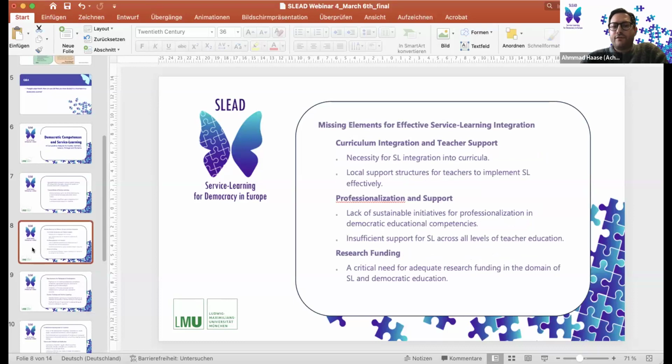So the missing elements for effective service learning integration are curriculum integration and teacher support, professionalization and support, and also research funding. These were the key elements that were an outcome of this analysis that are needed to integrate service learning into curricula in European schools.